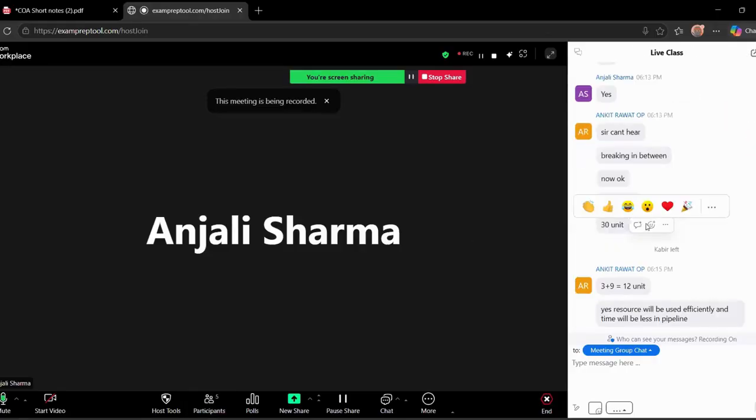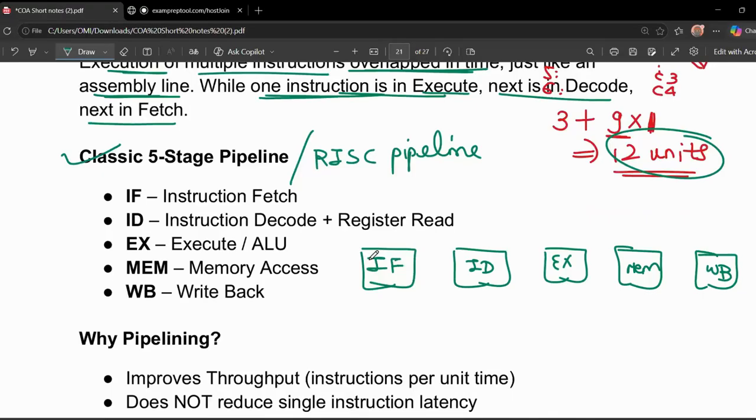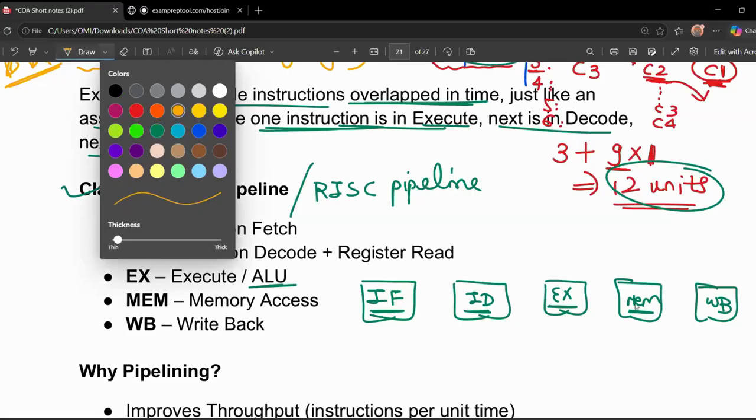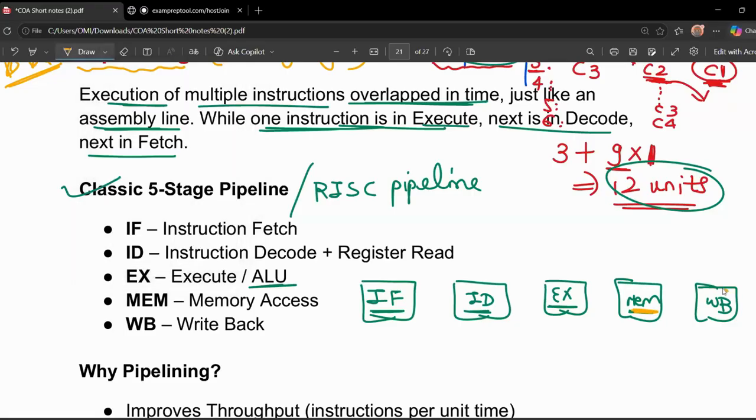These are the five stages of the classical pipeline, right? So now here instruction fetch is fetching the instruction. Here instruction decode plus register read you can do, right? In the execute you can do execute with the help of ALU. Now in the memory stage, if you want something in the memory, you can do it. And write back means writing back into the register, right?